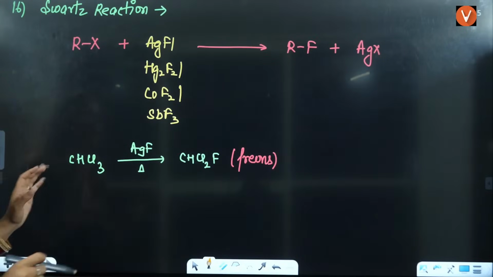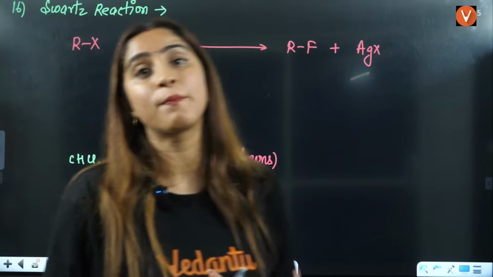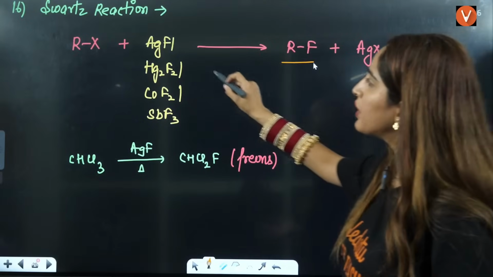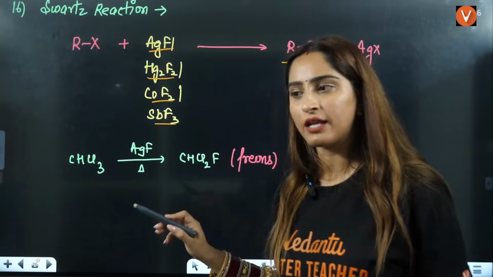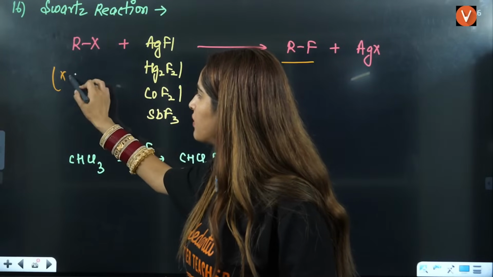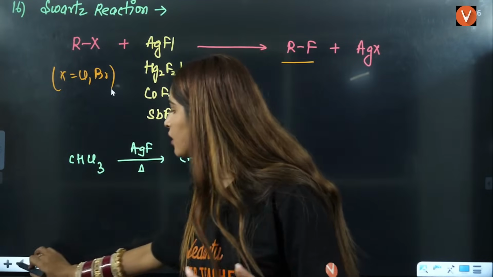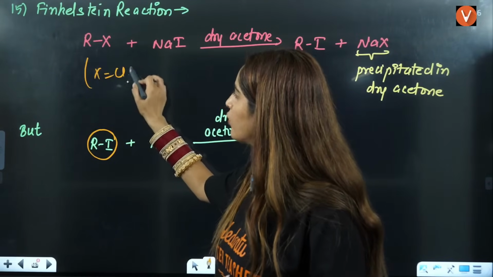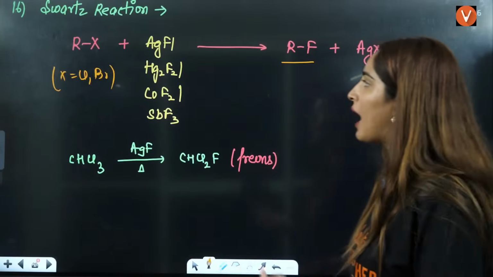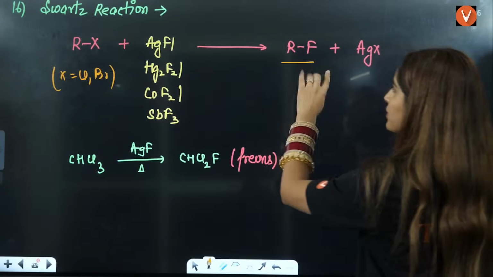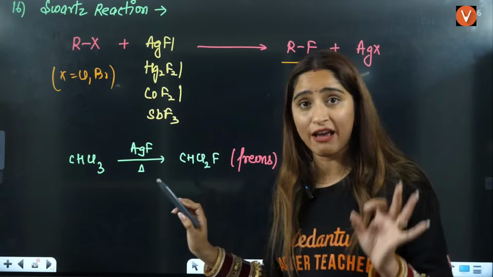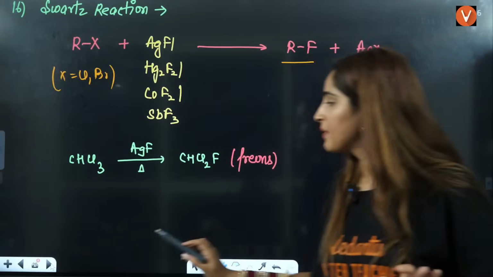Next we have Swarts reaction. In Swarts reaction, you basically prepare alkyl fluorides, that is RF. For this we use inorganic fluorides. Any of these you can use here, right? Again, you use RX, but this X can only be chlorine or bromine, not iodine or fluorine. You will substitute this; the X will be replaced by fluorine. You will have the formation of RF here. This is the example.